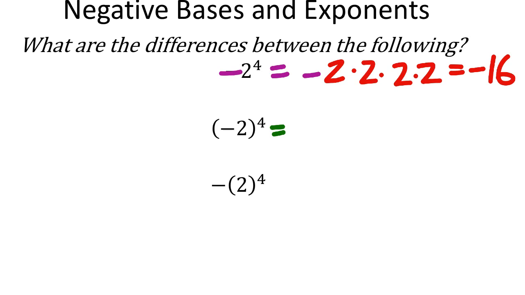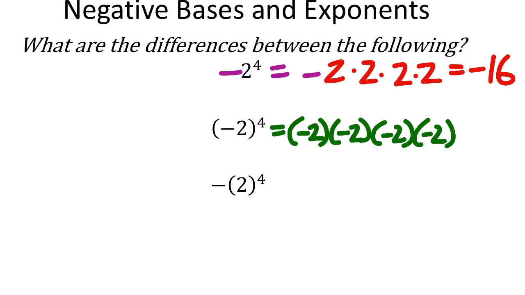Well, how many negatives are being multiplied on this one? With the negative in the parentheses for the base, that tells me I've got 4 negatives. If I were to expand this, it would show as negative 2 times negative 2 times negative 2 times negative 2. So see how that's 4 negatives being multiplied? 4 is even, so I know my answer is positive. And 2 times 2 times 2 times 2 is 16.